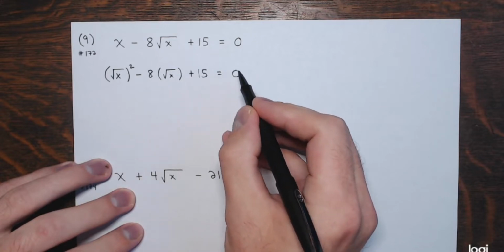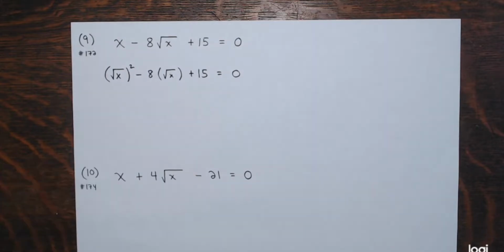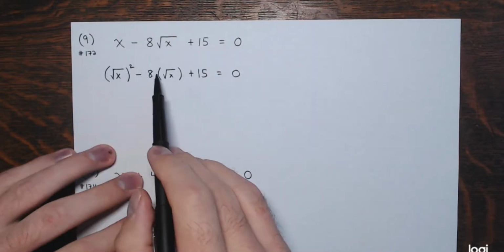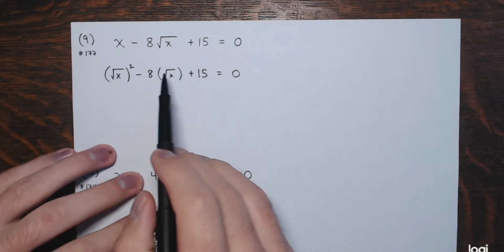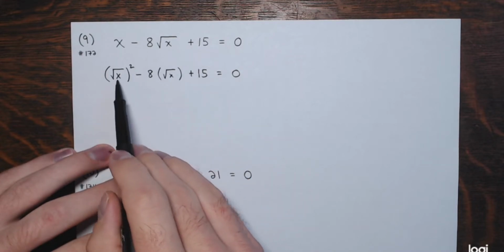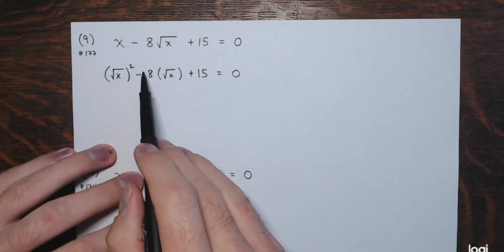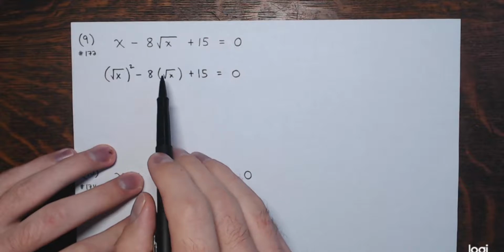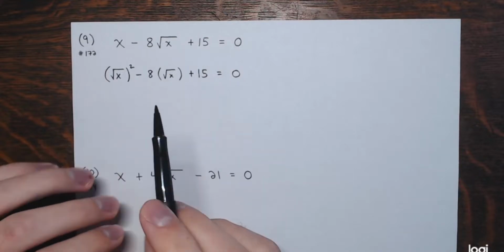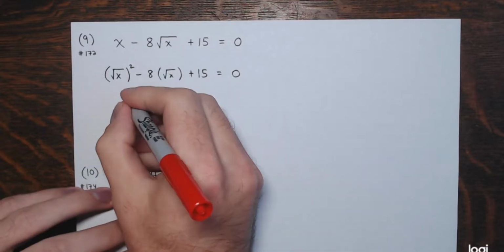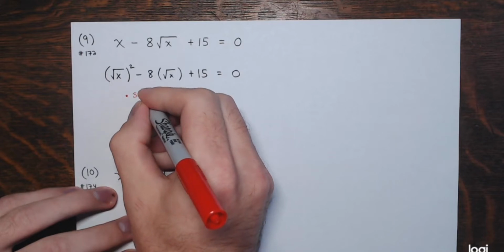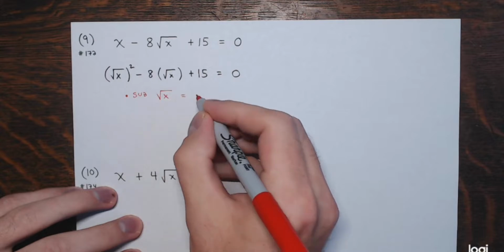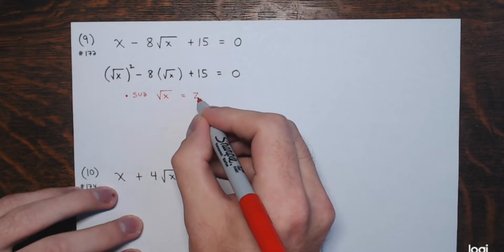So do you see now how this equation, the way it looks at the moment, is in quadratic form? I've got 3 terms equals 0. First term is some expression squared. The second term has that same expression to the first power. And then you have a constant. So I'm going to make a substitution. I'm going to replace the square root of x with z.